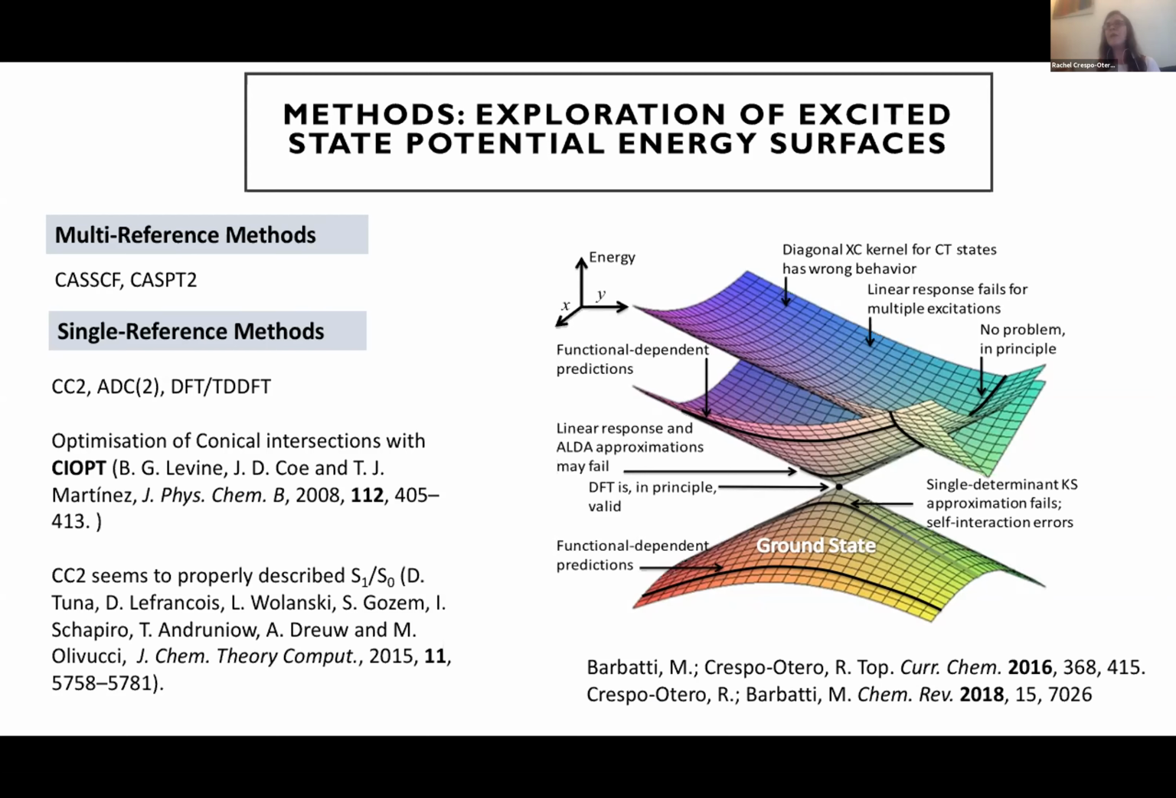So to do this kind of studies, we normally use a combination of single reference methods and multi-reference methods. For the regions with big gaps, we particularly like to use CC2 and ADC2 methods. And we also, of course, use TDDFT. To calculate conical intersections and take a look at regions of very small energy gaps, we normally use multi-reference methods. We normally optimize conical intersections using CASSCF methods and evaluate the energies with CASPT2 methods.